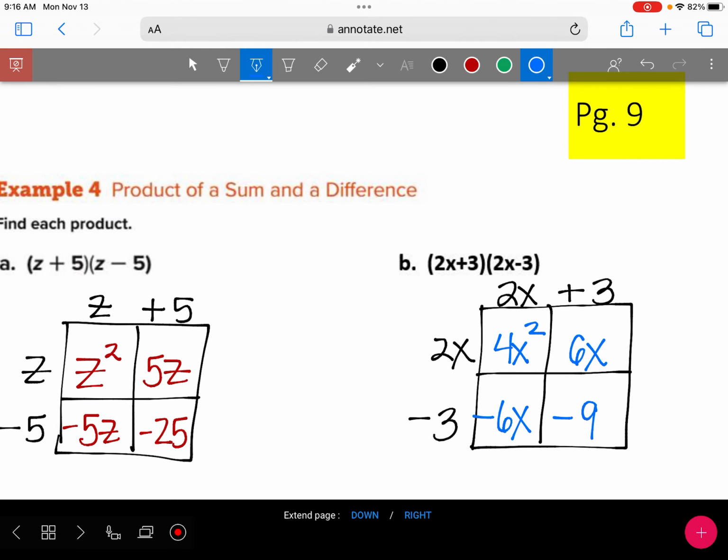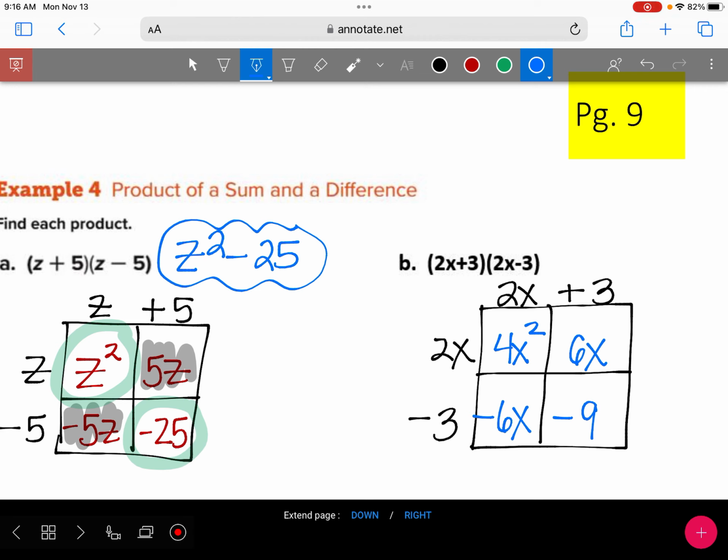Okay, so for the first one, I had z squared, a 5z, a negative 5z, and a negative 25. Who had that for these 4? Whenever this happens, we call this the product of a sum and a difference. That just means we have opposite signs. Your like terms will cancel, so they're going to be opposites. When we add these together, they cancel out, so you're really just left with z squared minus 25. So for this first one, it equals z squared minus 25 because 2 of the squares will cancel.